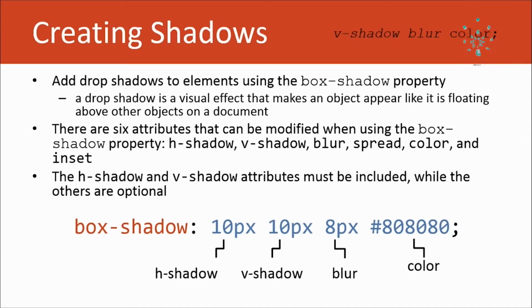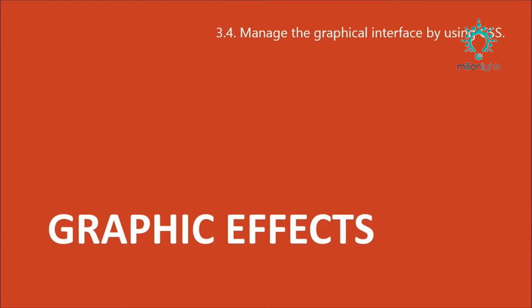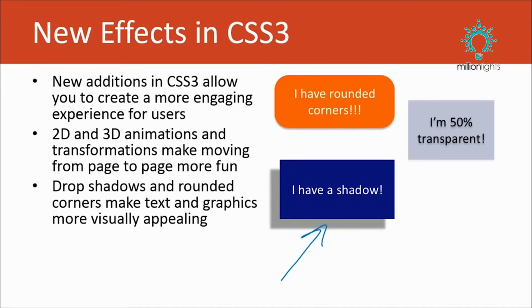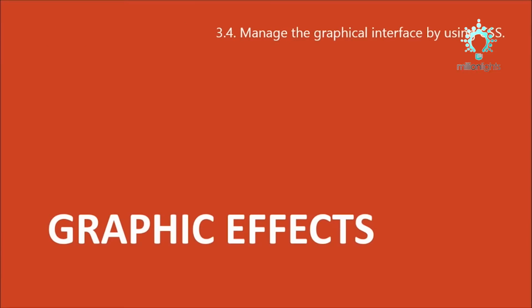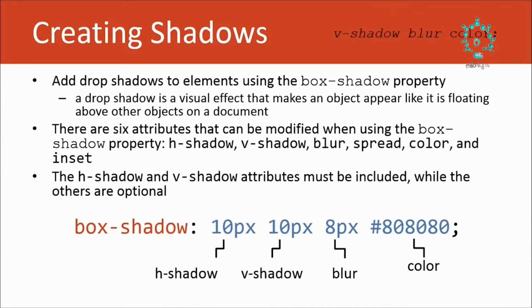All right, so let's talk about creating shadows. So let's go back to this slide right here, right? Our friend with the shadow, that's what we're going to do. It may not look exactly like that, but gosh darn it, we're going to try. All right, so you can add drop shadows to elements using the box shadow property. A drop shadow is just a visual effect that makes an object appear like it's floating, sort of like light is shining on the object, and then providing a shadow in the background, right?